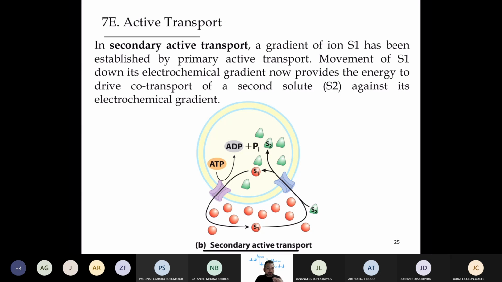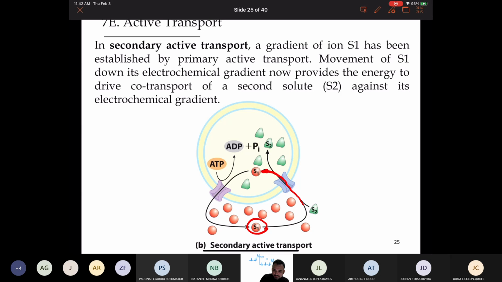Whereas in a related process, the secondary active transport, if we're considering the movement of a solute, here we have this being coupled to something else. So a gradient of ion S1 has been established by primary active transport. So let's say that we're moving solute 1 according to this picture, okay, and it's moving in this direction. So let's go the other way. Okay, so we have that moving in this direction, and that's being facilitated by the hydrolysis of ATP.